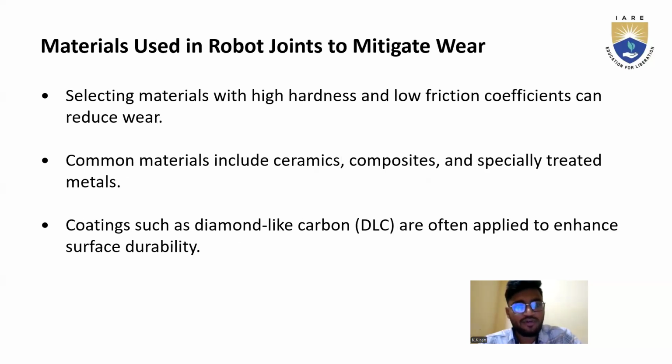The materials used in the robot joint mainly reduce wear because they have low friction coefficients, with high hardness and low friction. At the same time, materials like ceramic and composites are used in this experiment for better coating and durability of the surface.